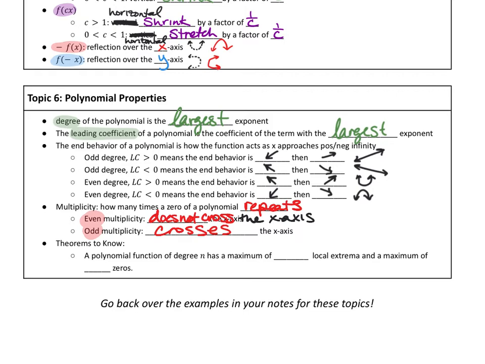And a few theorems to know. Remember that a polynomial function of degree n has a maximum of n minus 1 local extrema and a maximum of n zeros, which ties us into the fundamental theorem of algebra, which we will define on the next page. But that's a few theorems to know from our topic of polynomial properties, specifically polynomials of higher degree.